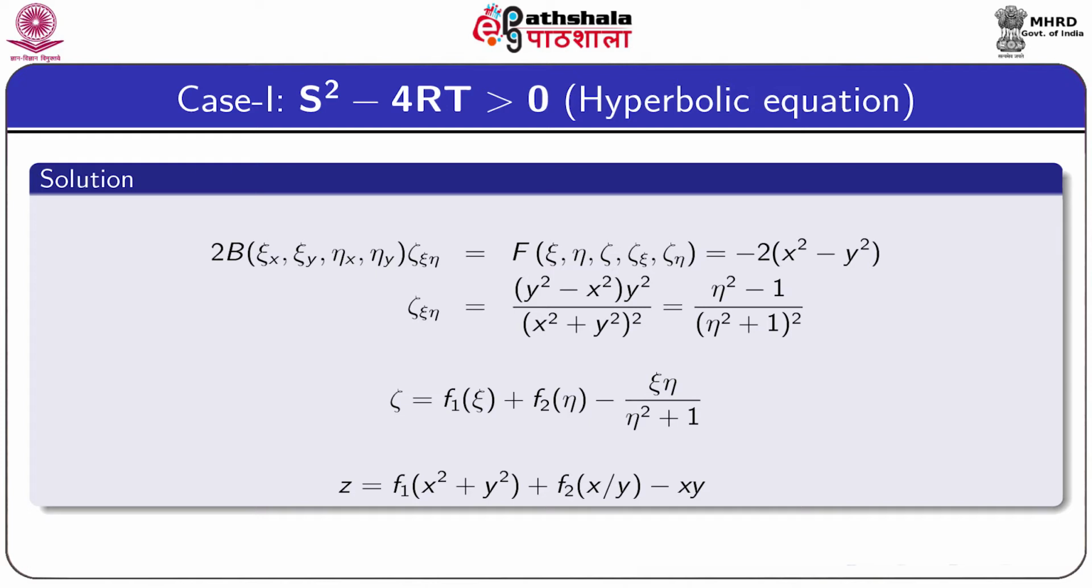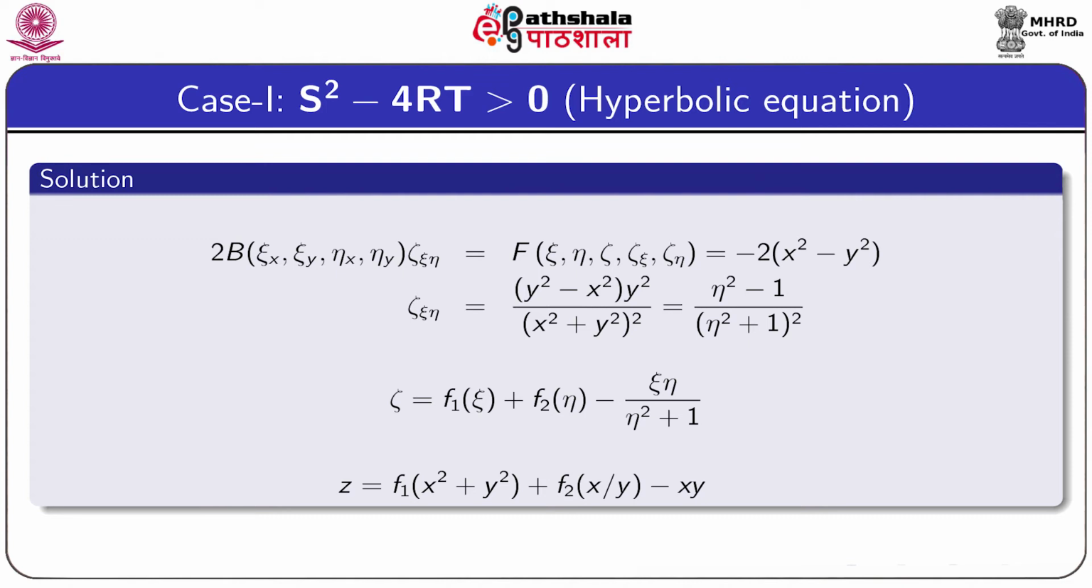Now, if you substitute these values in the transformed coordinate system, the equation becomes zeta xi eta equals to (eta square minus 1) divided by (eta square plus 1) whole square. So, this is the canonical form and this is a second order partial differential equation with constant coefficient. So, we can solve it easily.